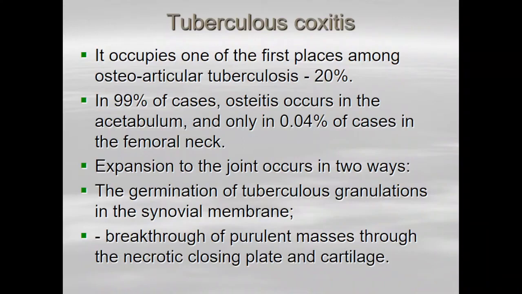Tuberculous coxitis occupies one of the first places among osteoarticular tuberculosis, 20%. In 99% of all cases, osteitis occurs in the acetabulum, and only in 0.04% of cases in the femoral neck. Spread to the joint occurs in two ways. First, germination of tuberculous granulations into the synovial membrane and breakthrough of purulent masses through the necrotic closing plate and cartilage.